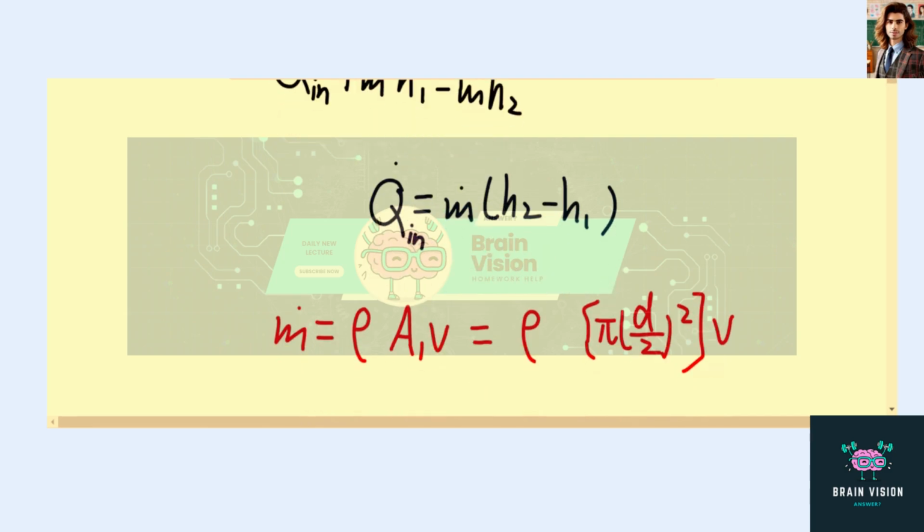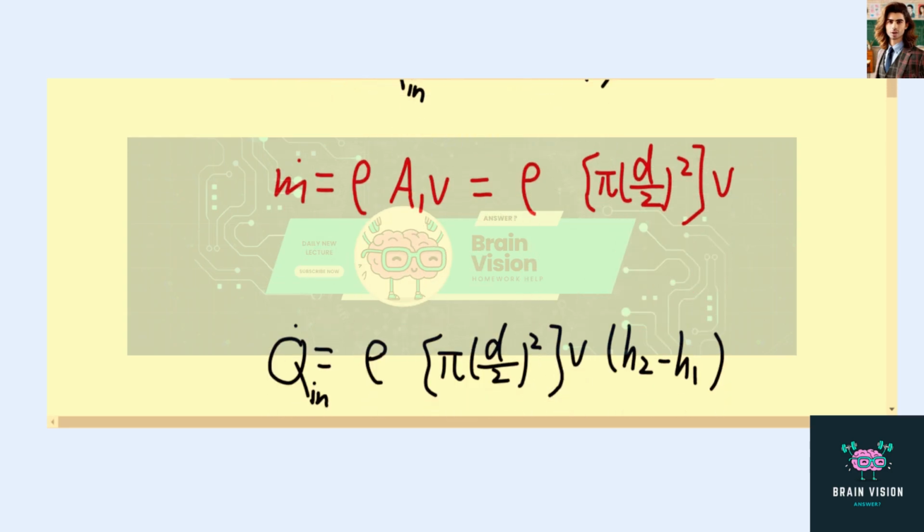So we know in this case, the mass flow rate is equal to the density times the area and then times the average velocity, which is equal to rho times pi times (D over 2) to the power 2 and then times V. D here is the diameter, okay? And rho is the density. So if we plug back into the equation, we have Q dot in is equal to rho times pi times (D over 2) to the power 2 times V and then times (h2 minus h1).